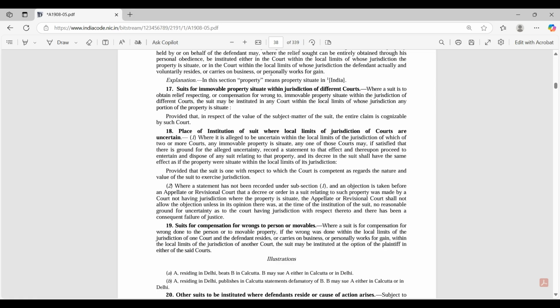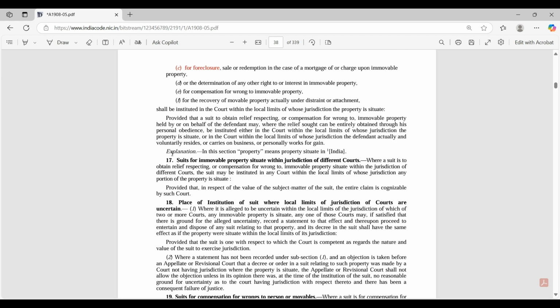Section 17, also if you see the explanation section of section 16, in the sections, property means property situated in India. You cannot claim property outside India, right? Section 17, suits for immovable property situate within jurisdiction of different courts. Again, let's say your property is situated in another district, in another court. So in that situation, you will have to be very careful while filing the case. You'll have to see the jurisdiction of that particular court where your property exists.